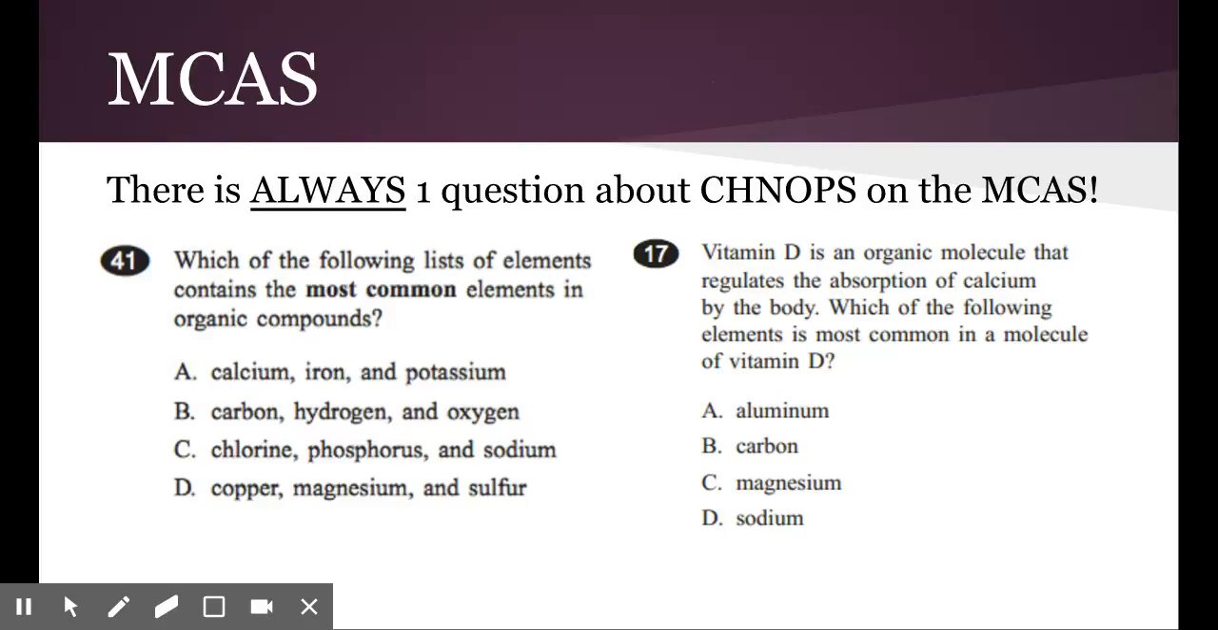But sometimes they like to get a little tricky. They'll give you a molecule you might not be familiar with. You don't need to know the structure of the molecule. You just need to know it's found in living things. So try 17. Vitamin D is an organic molecule that regulates the absorption of calcium in the body, so it's found in a living thing. Which of the following elements is most common in a molecule of vitamin D? Good. Hopefully you got B, carbon. Since we're talking about organic molecules, we're talking about CHNOPS.